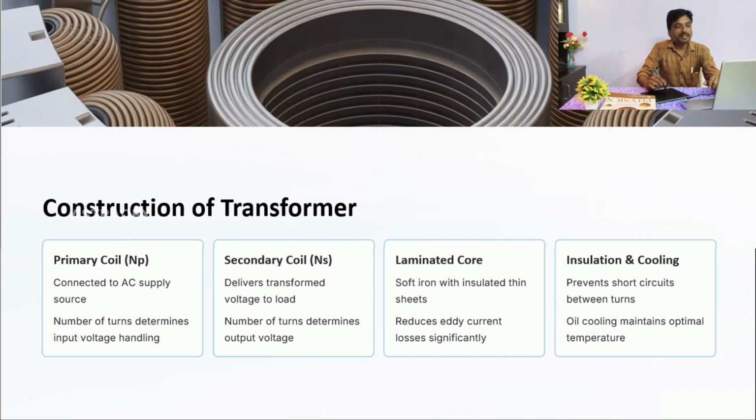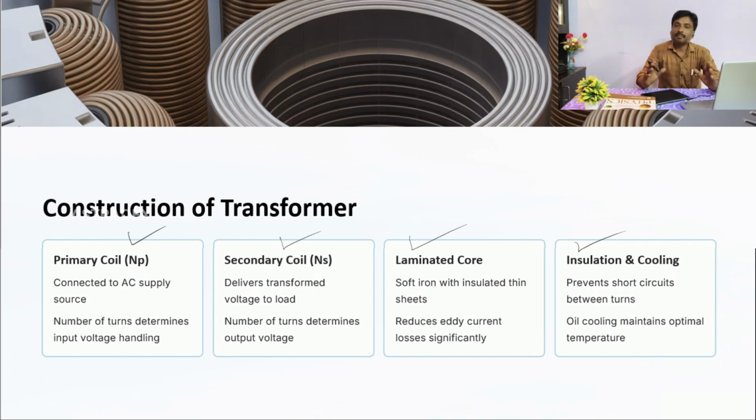The transformer consists of a primary coil, secondary coil, laminated core, insulation and a cooling system. In the primary coil, the number of turns is referred to as NP. The primary coil is connected to the supply source.